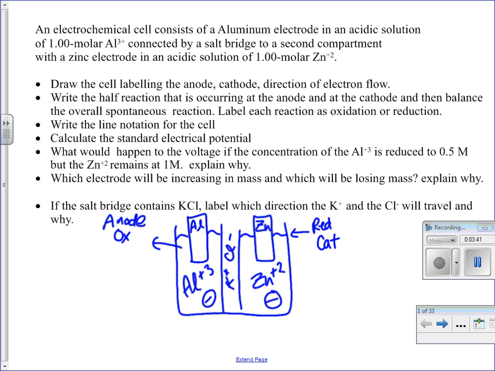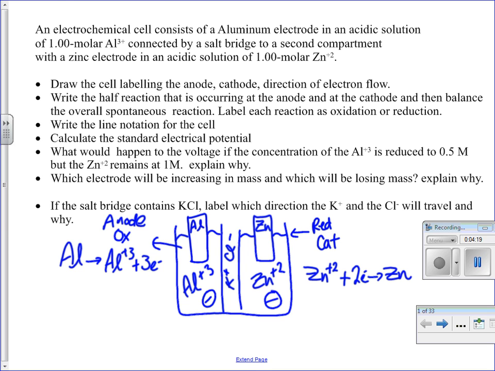Then it asked me to write the half reactions. Well, we kind of have those over there on the reduction potential sheet, but it's pretty simple: the thing that's going to be oxidized is going to start off in its pure form normally, and then it's going to become more positive because it's going to lose electrons, where the zinc is going to start off more positive, and it's going to become less positive by gaining electrons. And so those are my half reactions for the two cells.